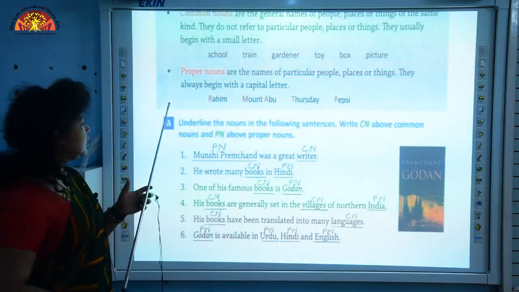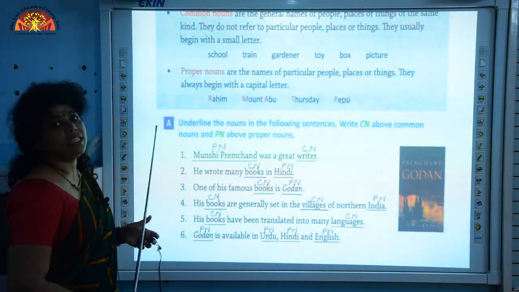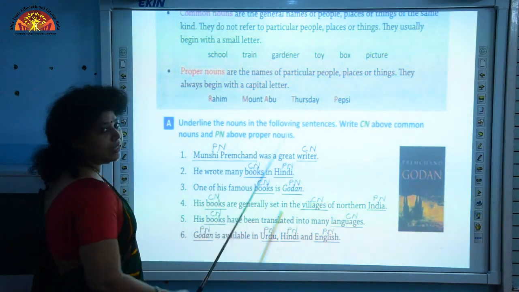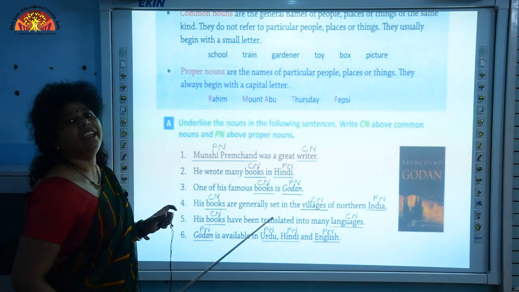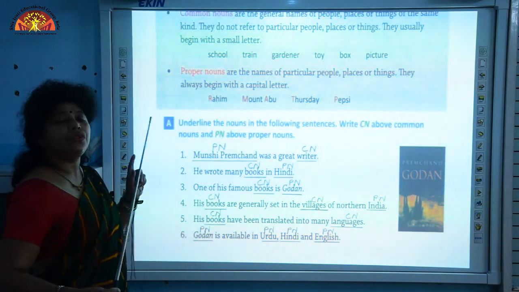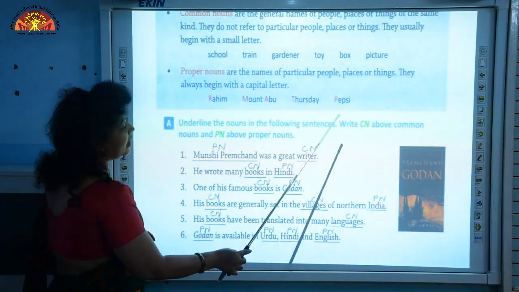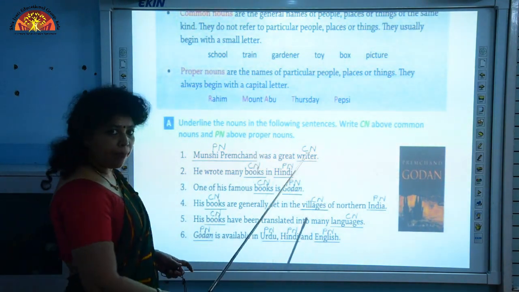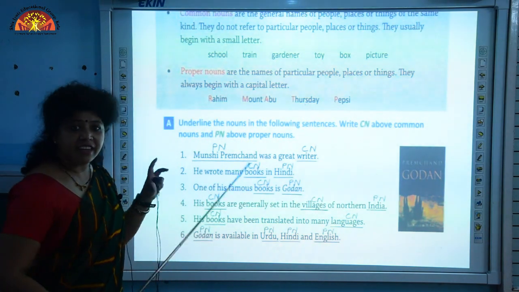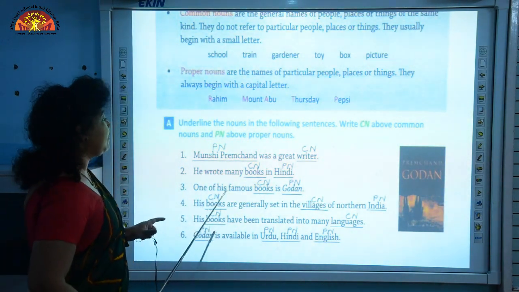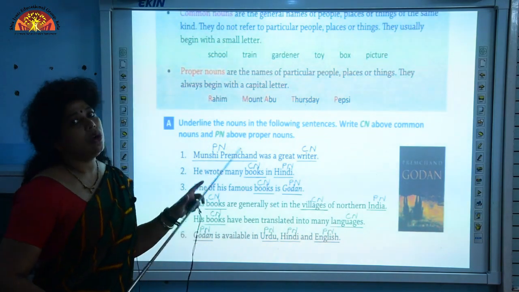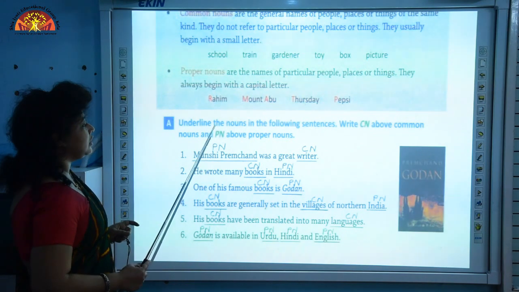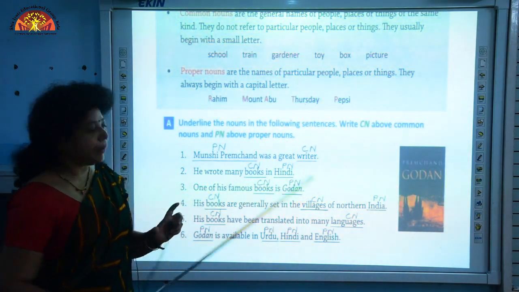Okay children, let's start with Exercise A on page number 1. Underline the nouns in the following sentences. You have to identify the nouns in the sentence, underline them, and write CN above common nouns and PN above proper nouns. First we will identify the nouns and then find out whether each is a common noun or a proper noun. If it is a common noun, write CN, and if it is a proper noun, write PN.